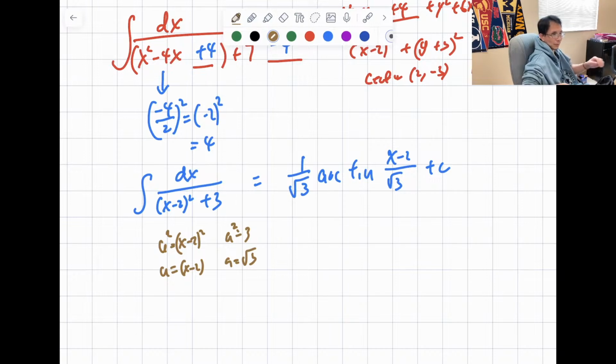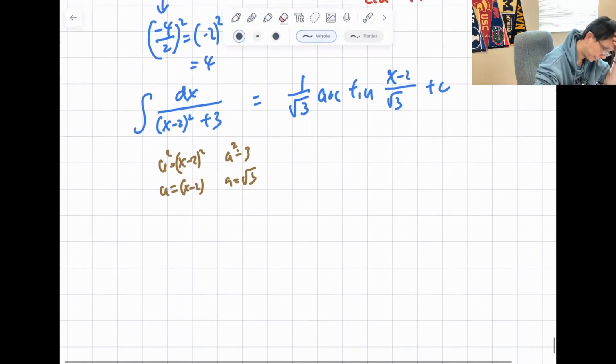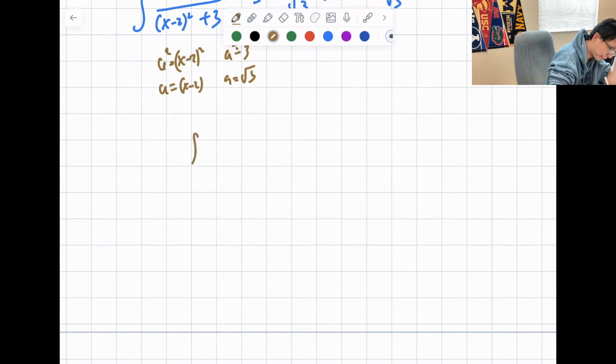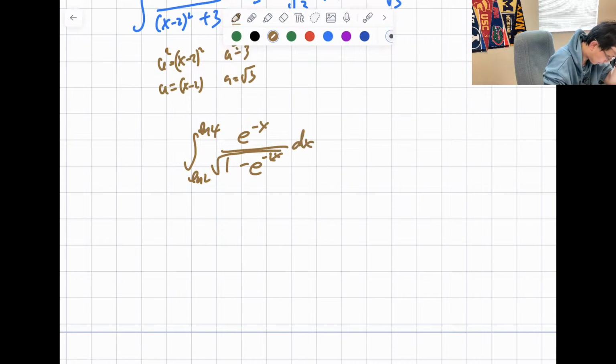Now I want you to do a problem, and this is one of the homework questions. This homework question says, integral from natural log of 2 to natural log of 4 of e to the negative x over the square root of 1 minus e to the negative 2x, dx. And they say, okay, can you evaluate this definite integral? Now remember, you gotta change your boundaries. If you change your boundary, just do everything in terms of u, don't convert back to x. This one might not be able to simplify all the way.